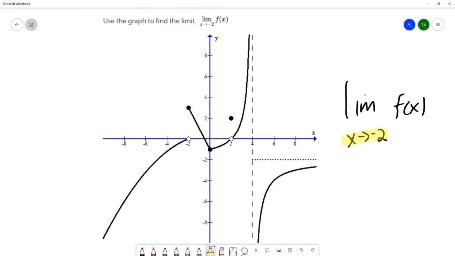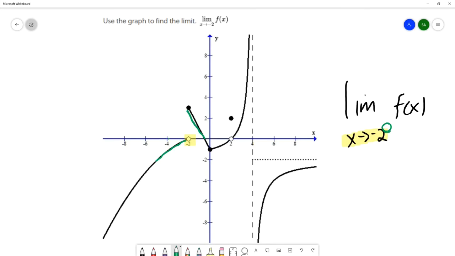X approaching -2 is going to describe what portion of the graph to use. So we have an x value of -2 here, and you'll notice that there's no specification telling me to look at the limit from below or from above. So when we don't have a specification, we need to look at the limit coming from either side, from below as well as from above.